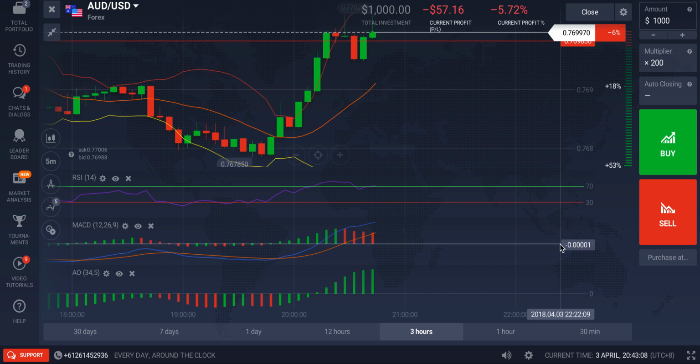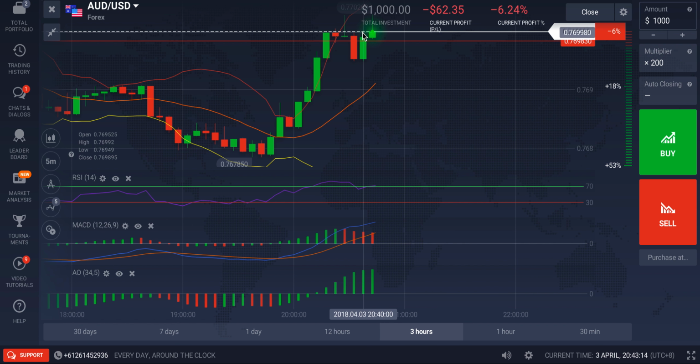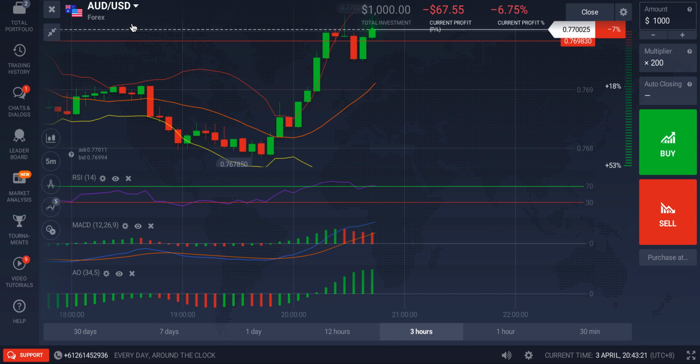Now, if you had seen, what I just did was I clicked on the sell button, which means that I've just opened a short position on the Australian and the US dollar currency pair. This is a Forex trade done on the IQ Option platform. And at the moment, I am in the red, as you can see here. Out of $1,000, which is what I've put in this trade, I'm looking at a 7% loss at the moment.